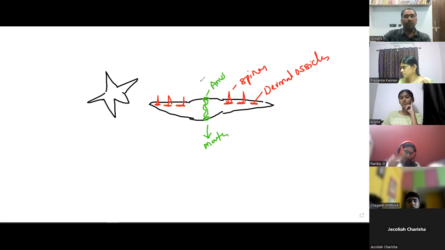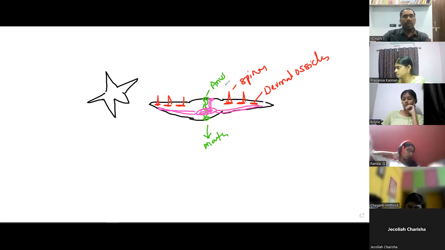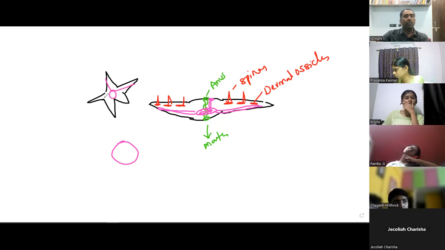And one more thing. There is a peculiar system called the water vascular system. Very important, that is water transport. Actually, there is an opening. Through this opening, water moves in and enters the circular canal at the center and moves into the arms through radial canals. These are called radial canals.